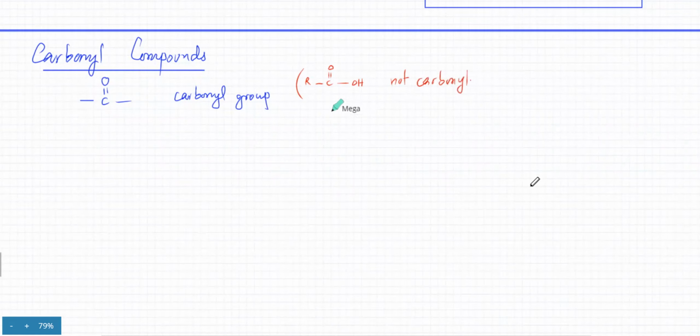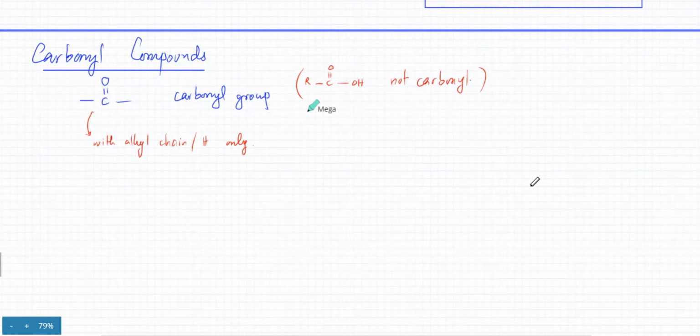Or even, so let me just make it clear that carbonyl compounds are C double bond O with alkyl chain on both sides, or hydrogens only. Nothing else. Okay, this one is not carbonyl.